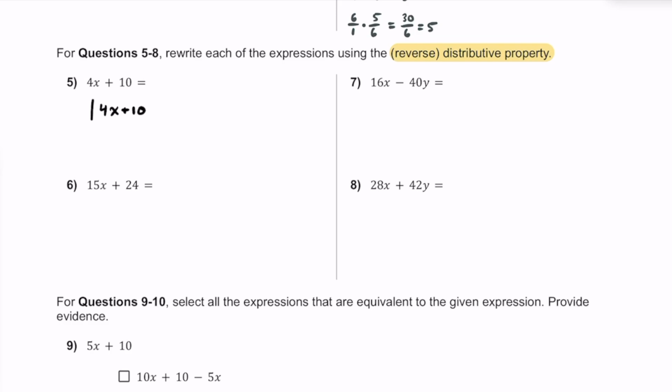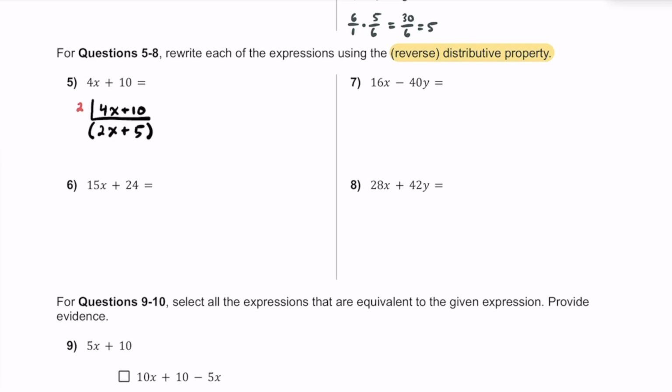And I'm going to go ahead and use the ladder method and see what common factors we can see here. For 4 and 10, I'm thinking a common factor of 2, because they're both even numbers. 2 times what gets you 4x? Well, it's going to be 2 times 2x gets you 4x. And then 2 times what gets you 10? I think that's going to be 5. So 2 and 5 are relatively prime. Their GCF is 1. So I don't think we can do this anymore.